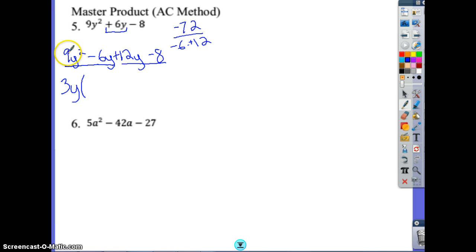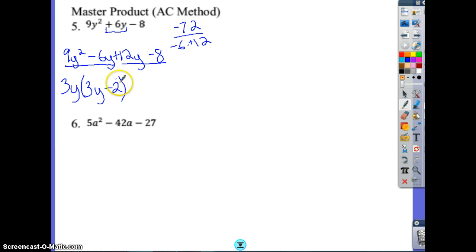So we divide. 9y squared divided by 3y. 9 divided by 3 is 3. Y squared divided by y has 1y left over. Minus, put that minus sign in there, 6y divided by 3y. So 6 divided by 3 is 2. Y divided by y, it goes away. So there's my end of my parentheses there.